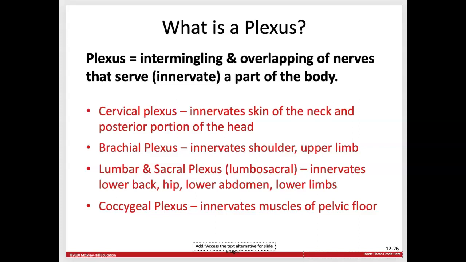Lumbar and sacral plexuses, also known as lumbosacral, innervate the lower back, the hip, the lower abdomen, and the lower limbs. Makes sense to me because it's down to the bottom. All the way down, the coccygeal plexus innervates the muscles of the pelvic floor.